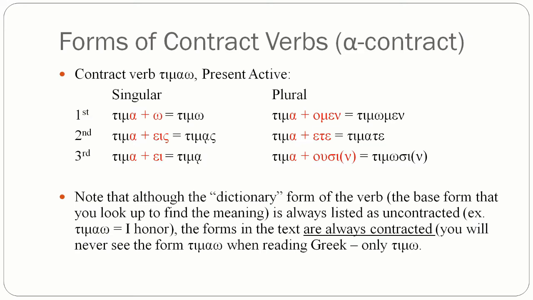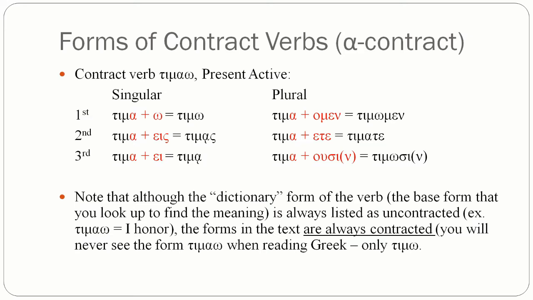All right, so hopefully everyone can see that. The endings are added to the stem, and you see how that alpha at the end of the stem contracts with the vowels in the endings to produce a new vowel or vowel combination.